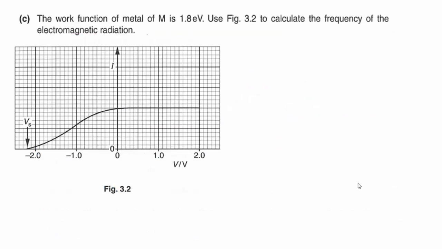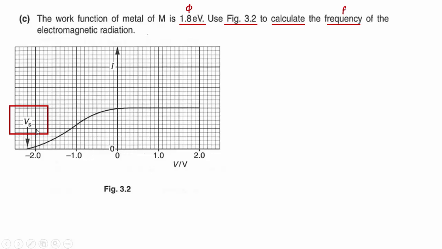Now we'll move on to part C. In part C, you are given the work function of the metal M, and you are supposed to use figure 3.2 to calculate the frequency of the electromagnetic radiation. So, what are we given in figure 3.2 that's relevant? We are given an IV graph, and from there we see that we can actually get the stopping potential Vs.